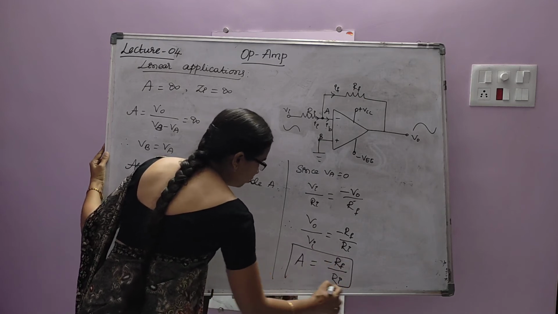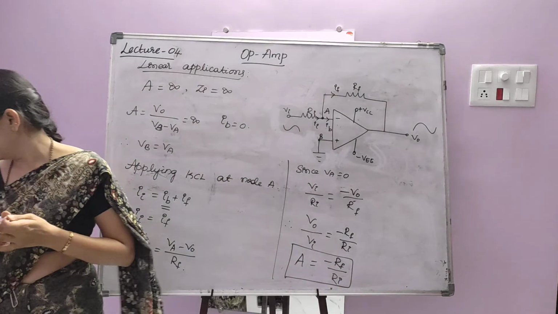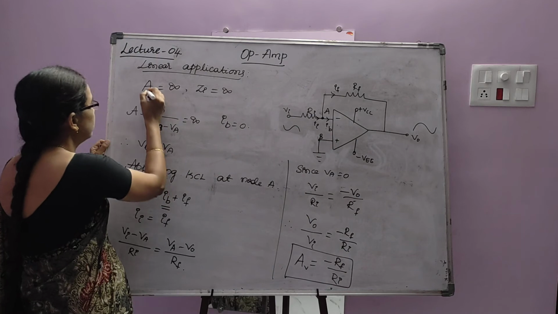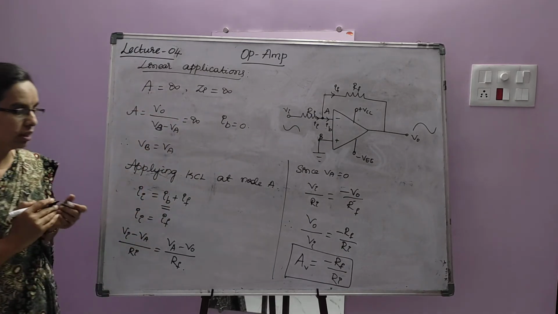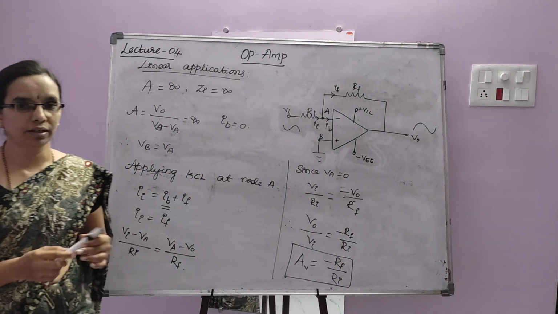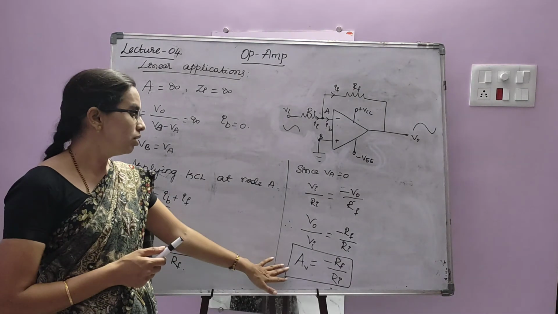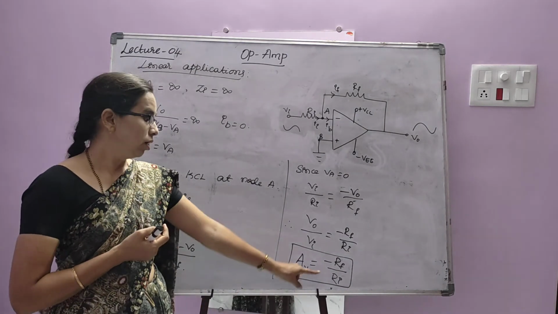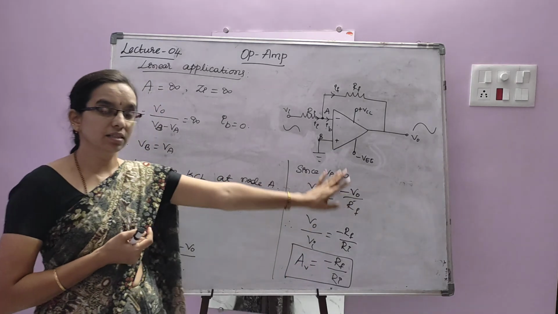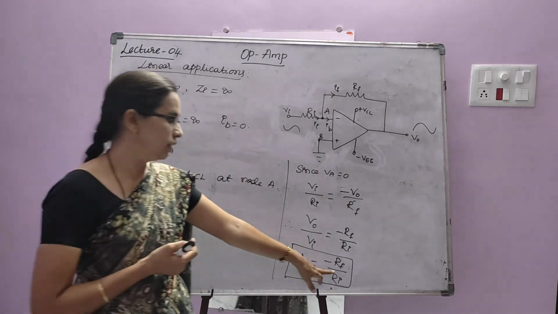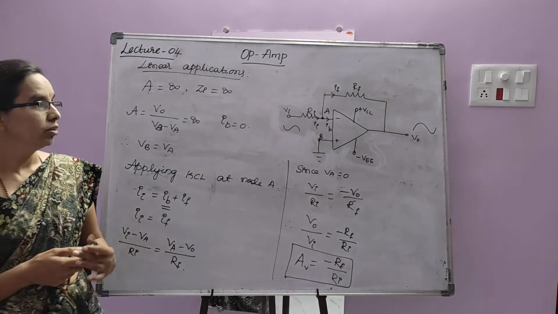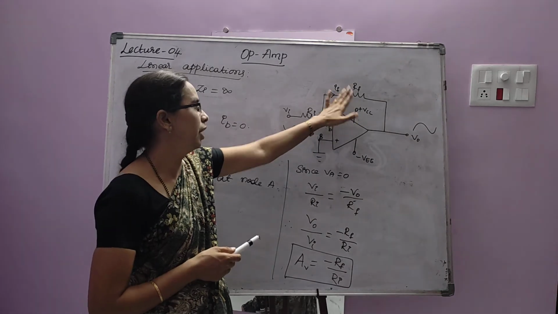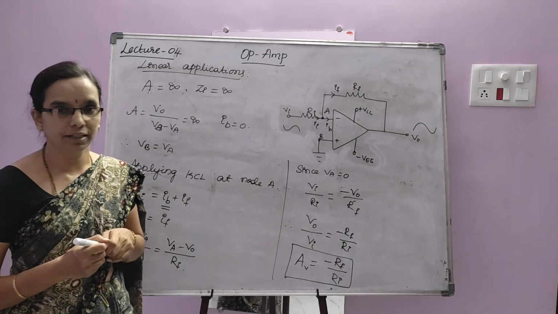This is the gain of the inverting amplifier. You can write A suffix V for the voltage gain of the inverting amplifier. So you should remember this formula: the gain of the inverting amplifier is equal to minus RF by RI. The negative sign indicates the signal is out of phase by 180 degrees. Depending on the values of resistance you select for RF and RI, the gain will be decided. Okay.